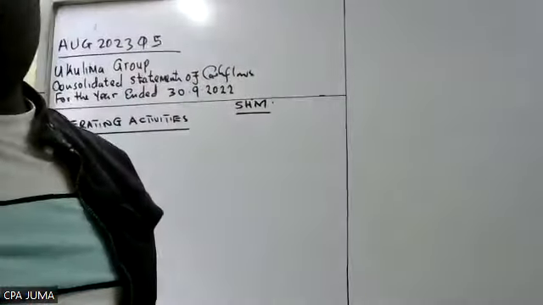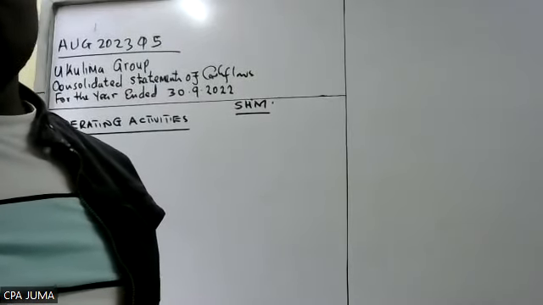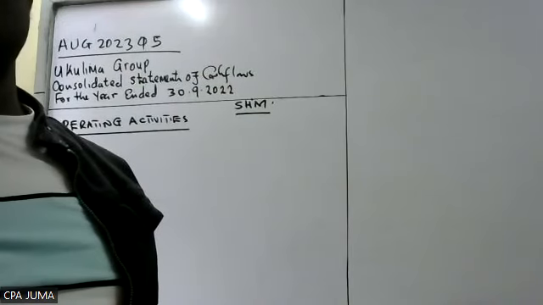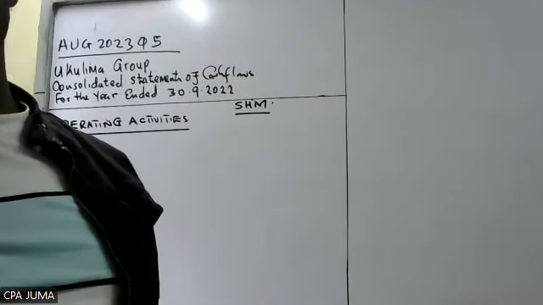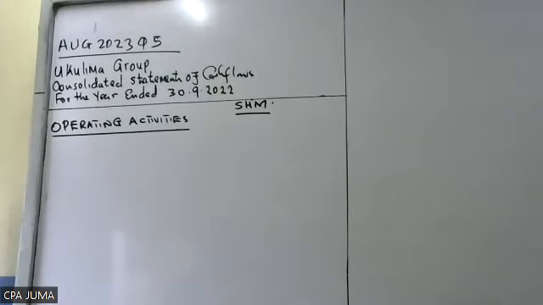Right, so I hope we are set. In the indirect method, we start with profit before tax. Don't go to the exam and forget whether it was after or before. If you start after tax, your operations are within. So let's go slowly.